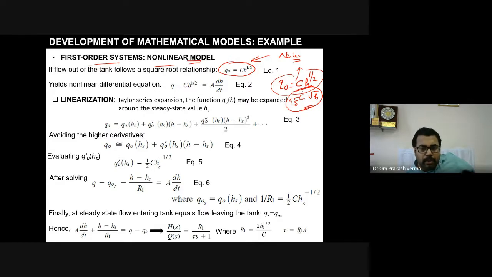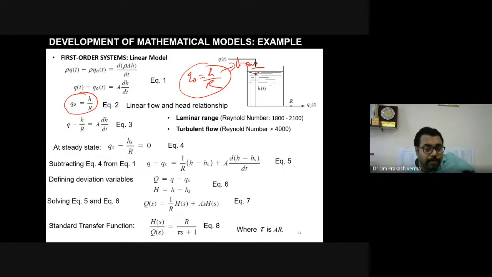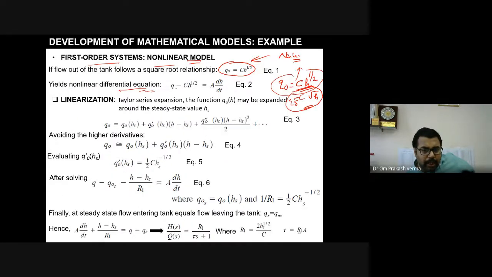So this is a separate issue. Let's say we have taken this as the non-linear characteristic of the valve, right? So now the differential equation becomes Q minus Q naught equals A dH by dt. In the previous equation, if you remember, Q(t) minus Q naught A dH by dt. So Q(t), and Q naught(t) is nothing but C H(t) to the power 1 by 2, so Q(t) minus C H(t)^(1/2) equals A dH(t)/dt. This is the equation, right?